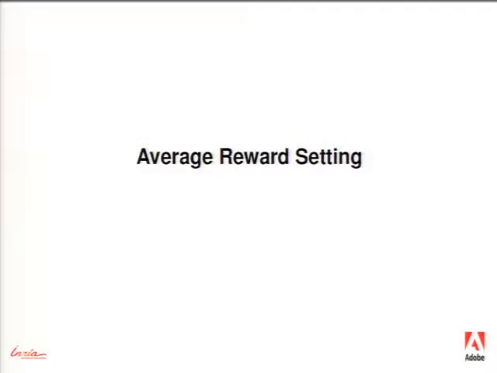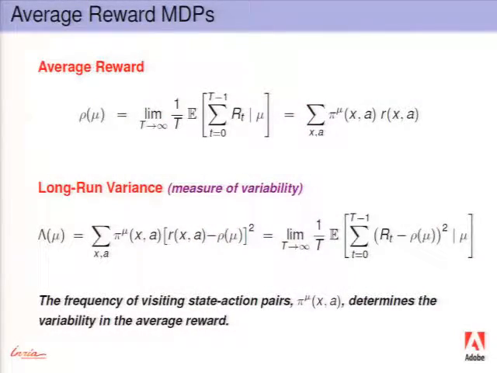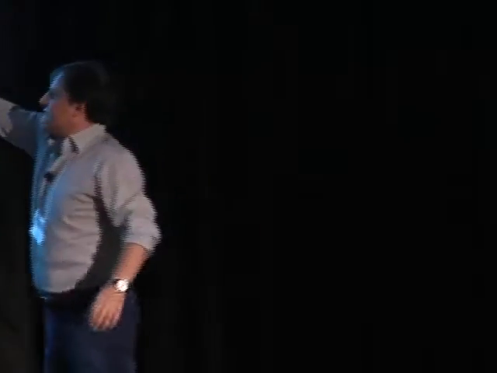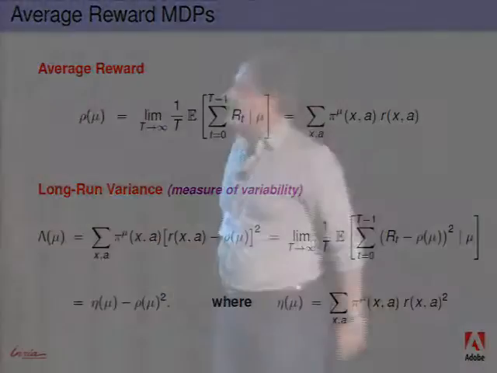So for the average reward, I'll go very fast. The situation is very similar. The only thing that is important is the measure of variability for average reward. So we want to optimize for the average. The measure of variability that we consider is how much the immediate reward deviates around the average. That's the measure of variability, which is called the long-run variance. So again, any combination of this rho and lambda can be optimized by our algorithm.